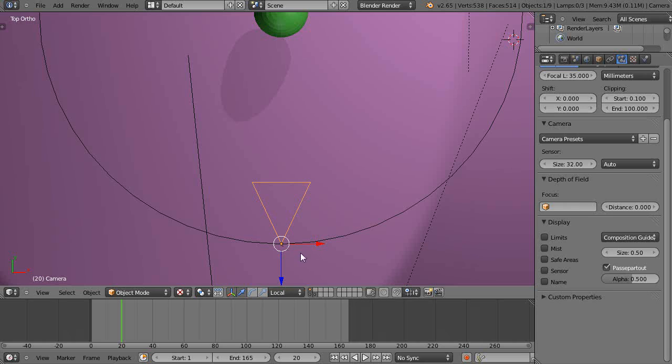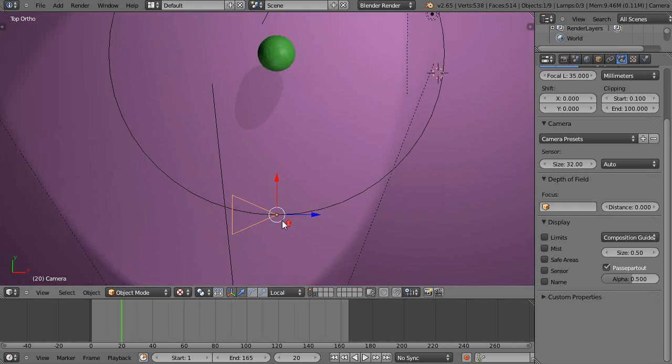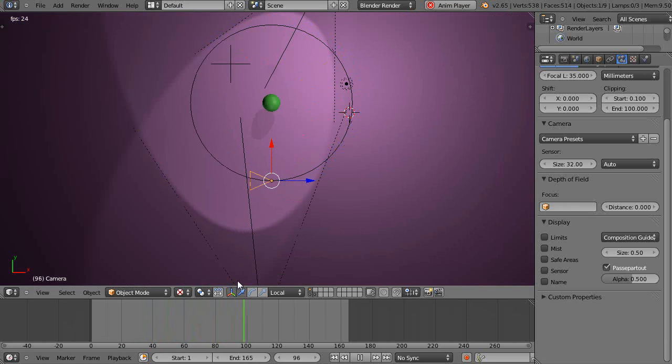And then local Y must be pointing up. So I'm going to press R, YY, 90. And now it's pointing this way. And since it's pointing directly that way, it's tangent to the curve at that location. So now when I press Alt A, it still won't start until frame 20, but it stays tangent to the curve like that. Okay, so that's one way to do it.